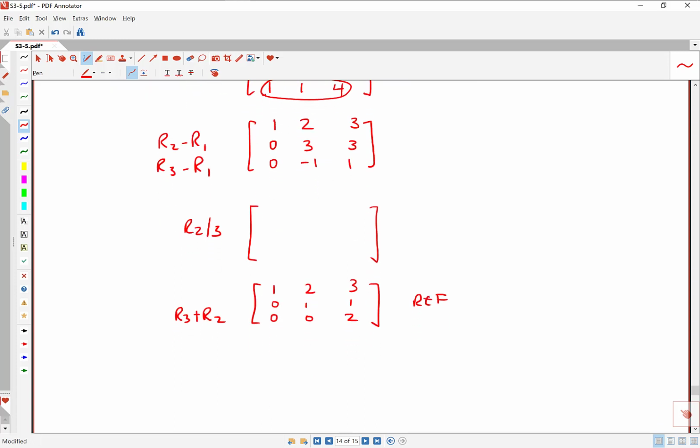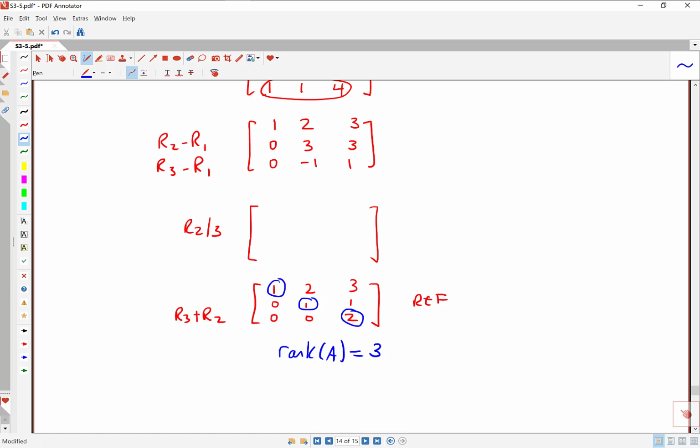Now the rank of a matrix is the number of leading entries in either the REF or the RREF. Remember, when we talk about leading entries, we're always talking about row by row. So we just run through the rows of our matrix and circle the first non-zero thing that we see. And how many circles do we have? 3. So that tells us that the rank of A is equal to 3.